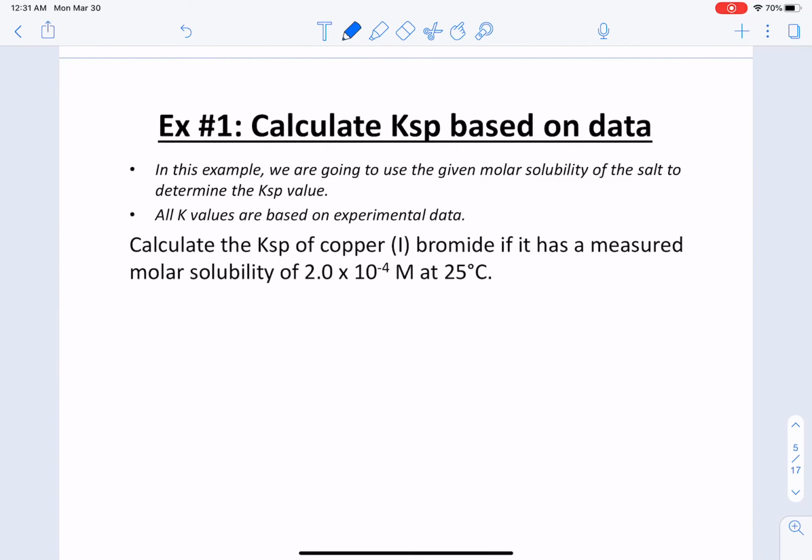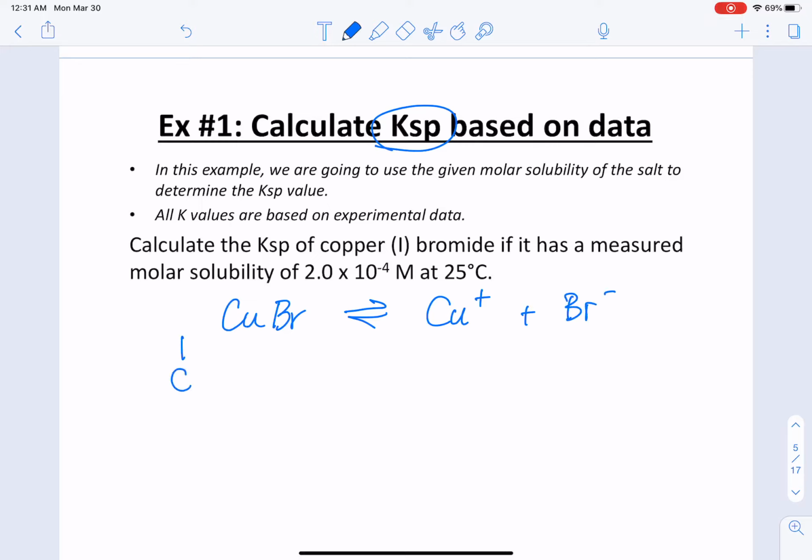So we're going to do an example calculation where we're going to solve for KSP, and typically KSP values, you wouldn't really solve for them probably. This is just something that we're practicing here. KSP values are standard, they're constant for each solid. So we're looking at copper(I) bromide, and the dissociation is shown here.